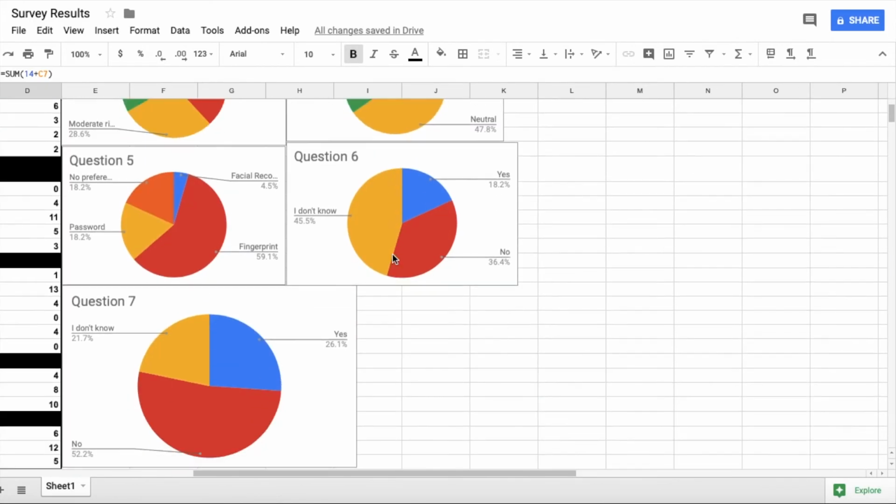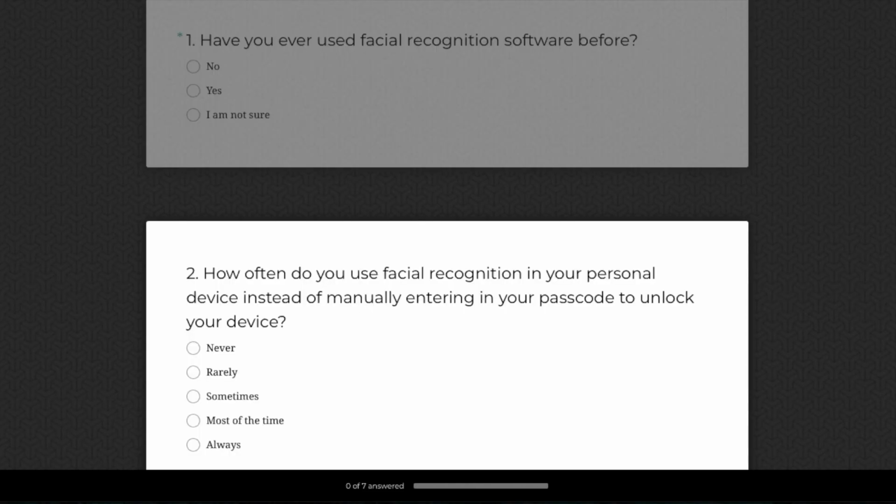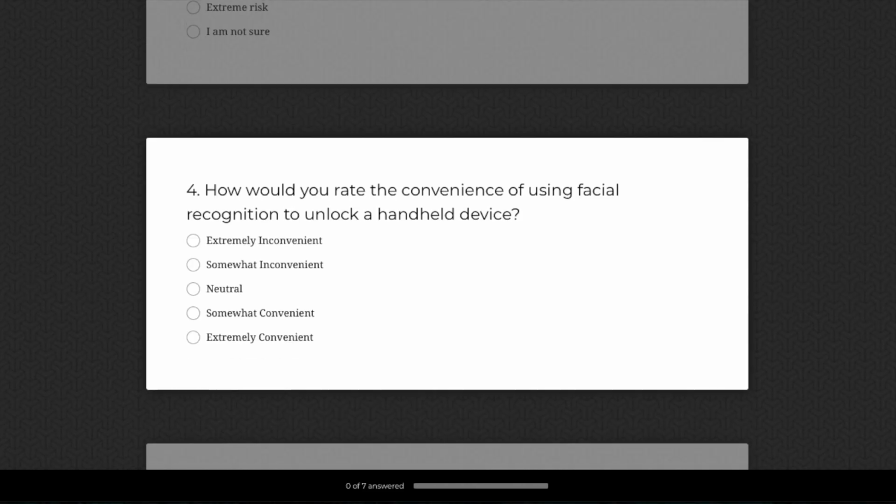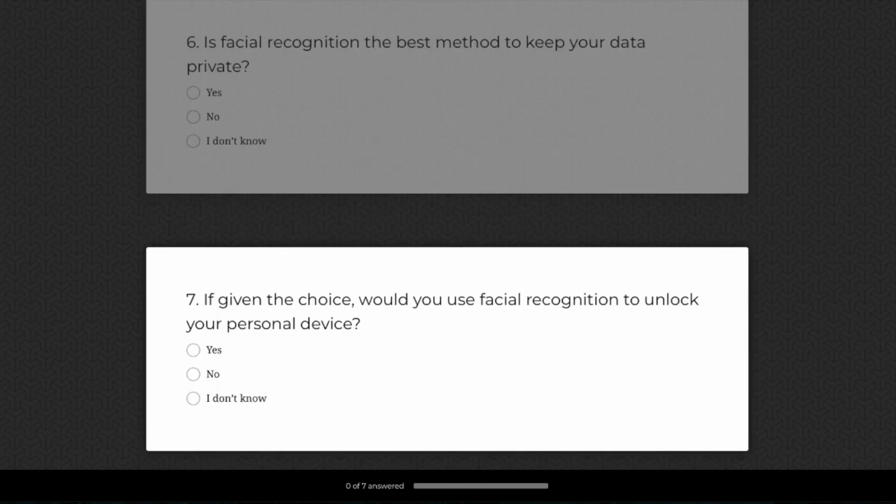From a quick survey of 7 questions, I was able to gather enough data to notice that most people wouldn't even use facial recognition. Now that's an interesting point.